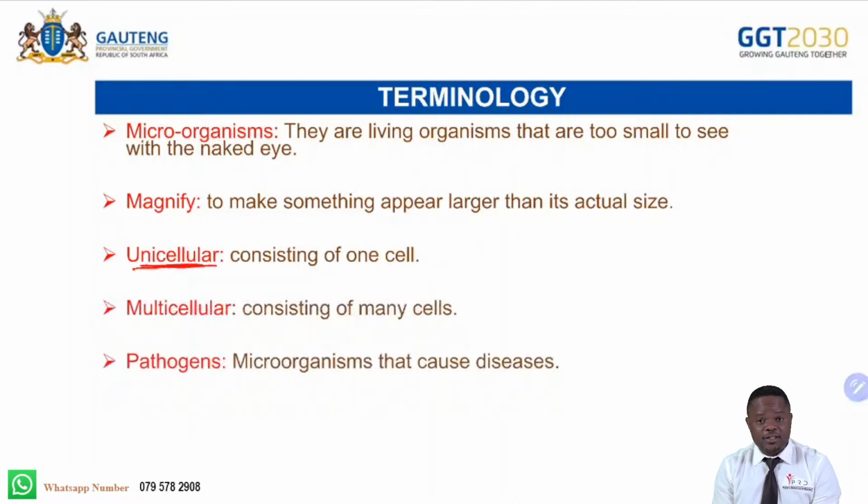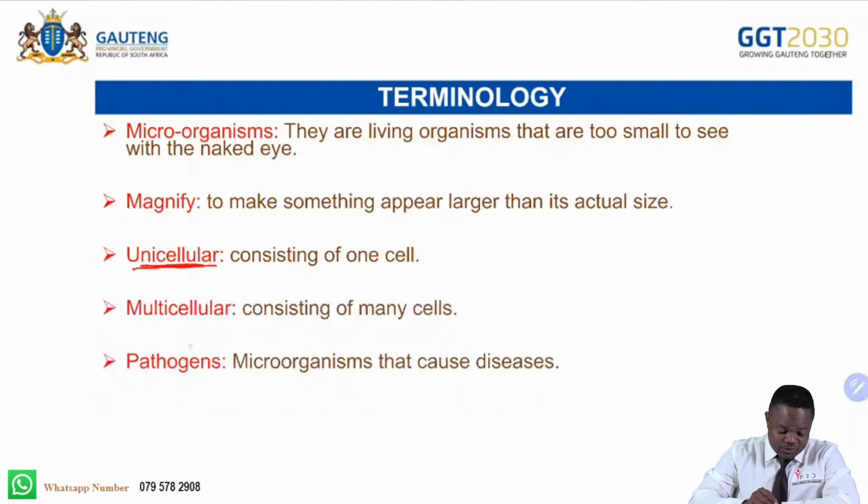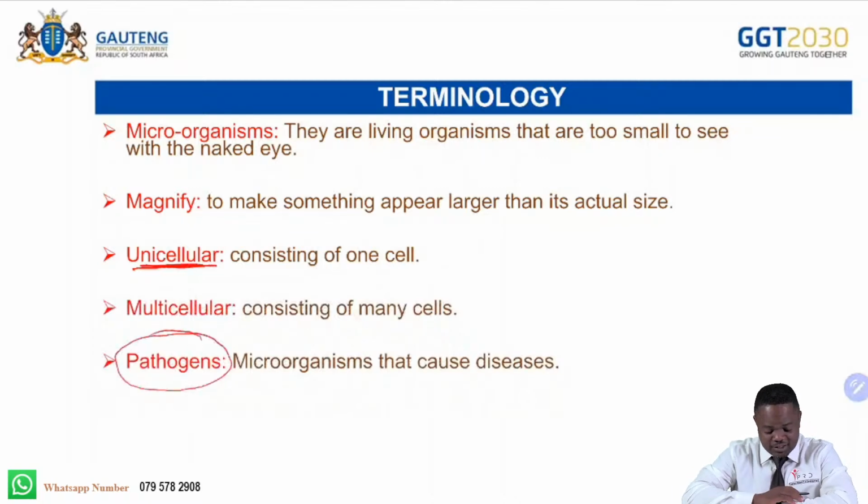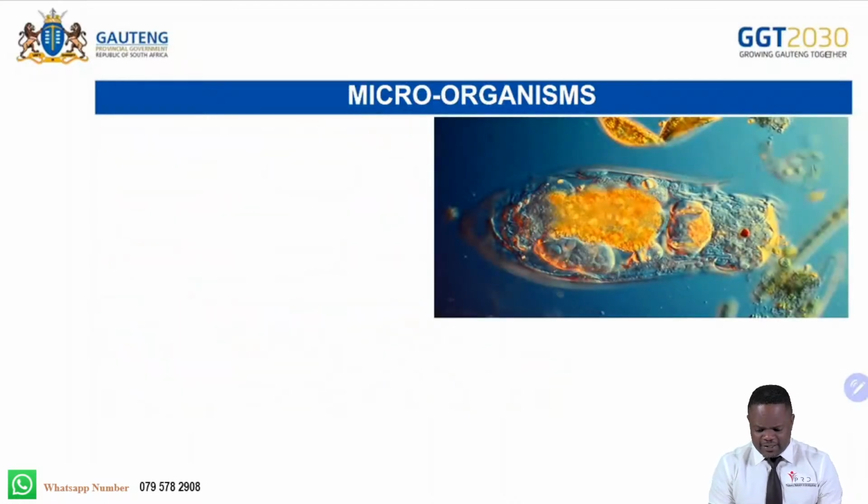And then our last term that we'll define is the pathogens. These are microorganisms that cause diseases. Most of the time you talk of germs, right? So these are what we call pathogens. The one which you normally refer to as germs, we refer to them as pathogens. So these are our harmful microorganisms, right? These are the terms that we will be looking at.